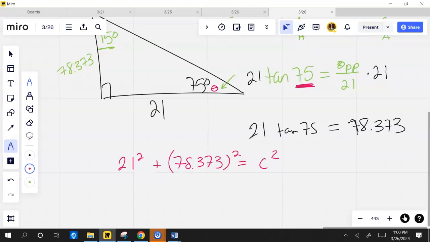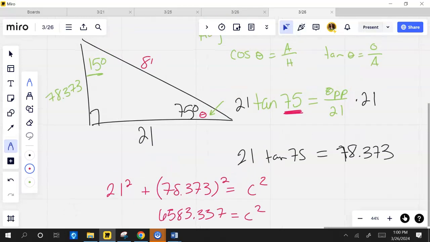See what you get. What did you get, Ted? 6,000. Now square root it. Yep. 81.137. 81.138. Good number.